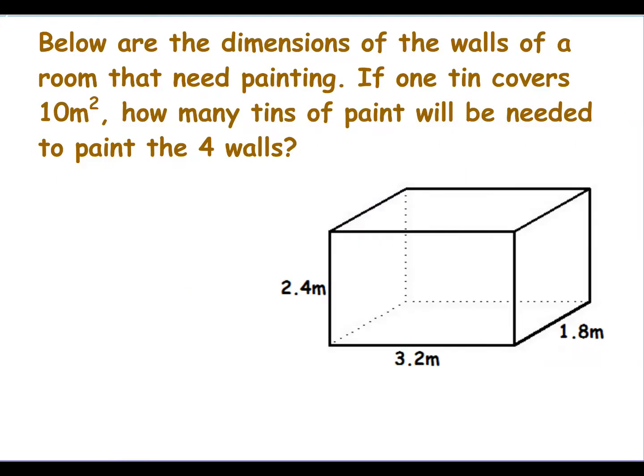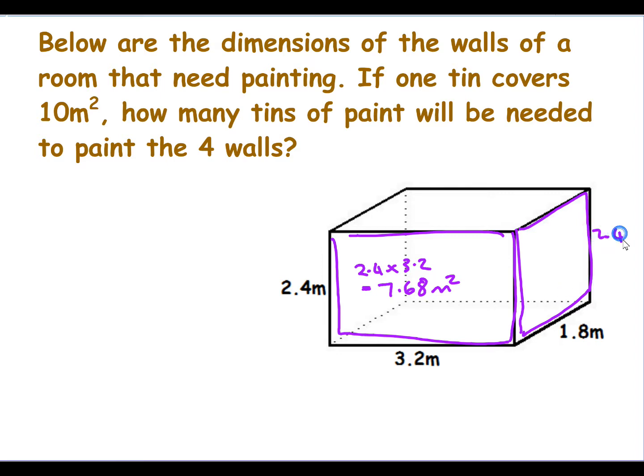paint we need. Okay, so to work out the surface area of this wall that's facing us, we multiply 2.4 by 3.2, and that gives us 7.68 meters squared. For this wall on the right hand side, the area is 1.8 times 2.4. That's 4.32 meters squared. Now, we don't have to work out the area of the top because it's not told us that it wants to calculate or paint the ceiling. So all we need are the 4 walls.